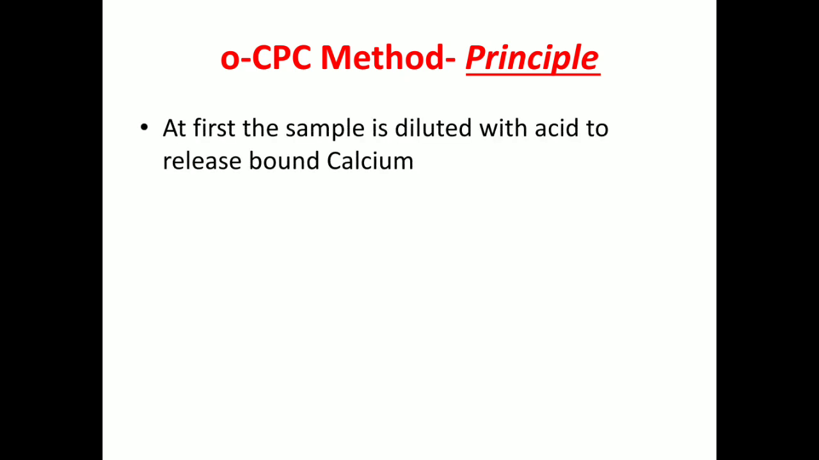So let's first take the OCPC. What is the principle of the method? At first, the sample will be diluted with acid, which is present in the reagent setup. What will happen if we add acid? The proteins and anions to which the calcium was bound, the bound form of calcium, will face a high level of protons. Acids will give you protons, H plus ions. So the H plus will go and bind to all those binding sites, and calcium will be released.